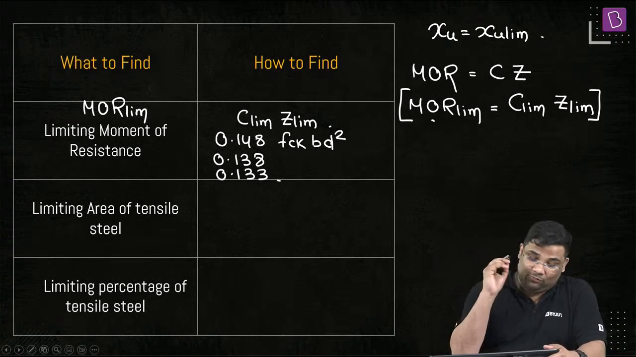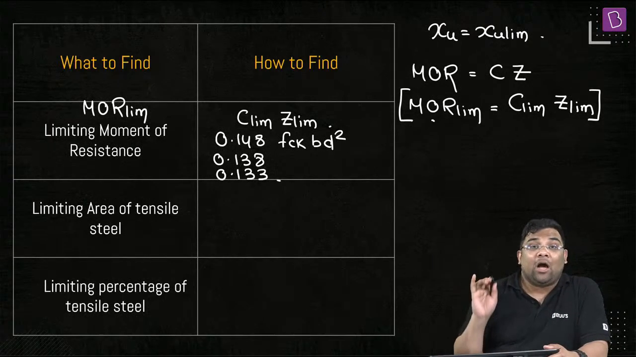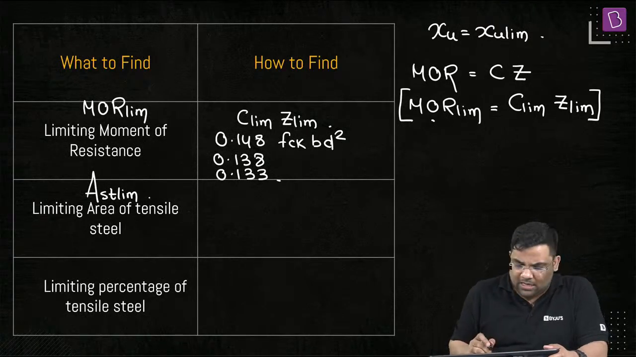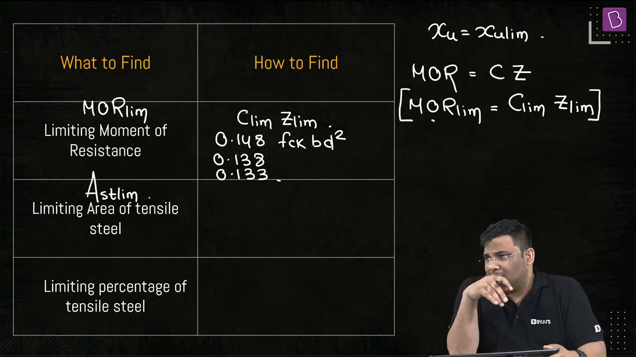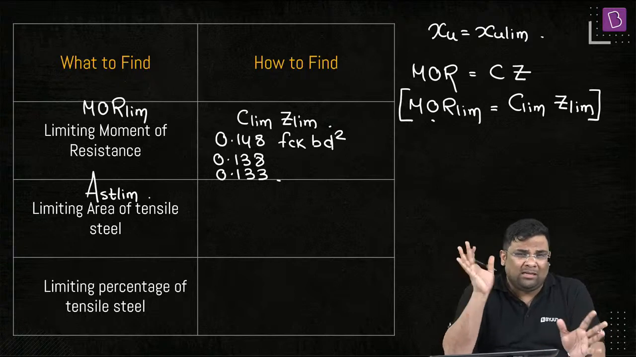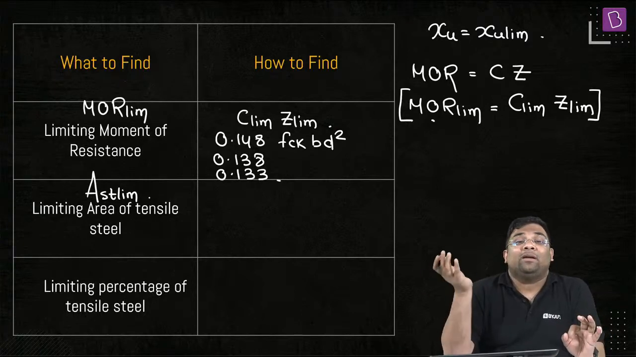The next thing we'll see is the limiting area of tension steel, that is your AST limiting. Now, how to find out AST limiting, the limiting area of tension steel? Many students tell many formulas. I will again tell you, remember the concept.